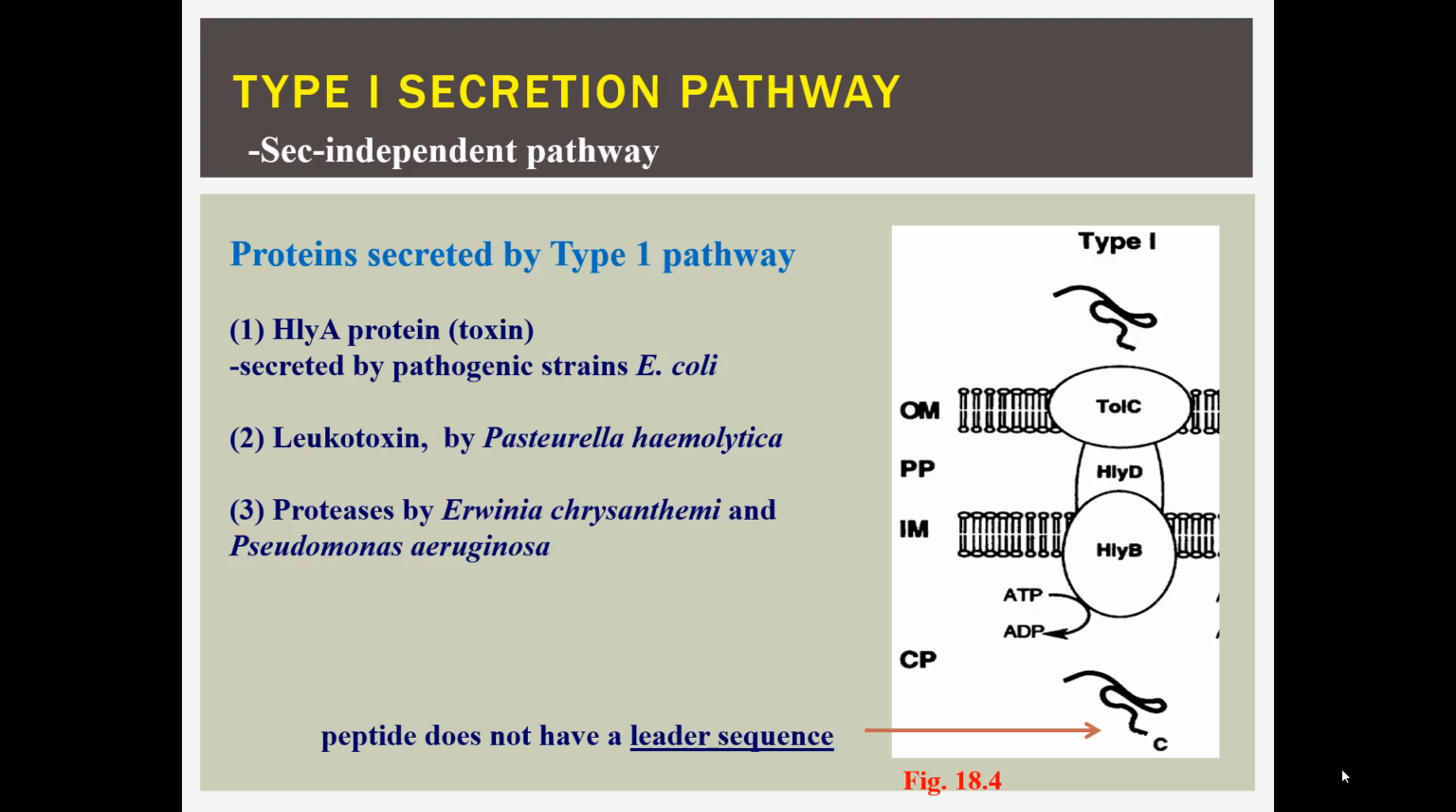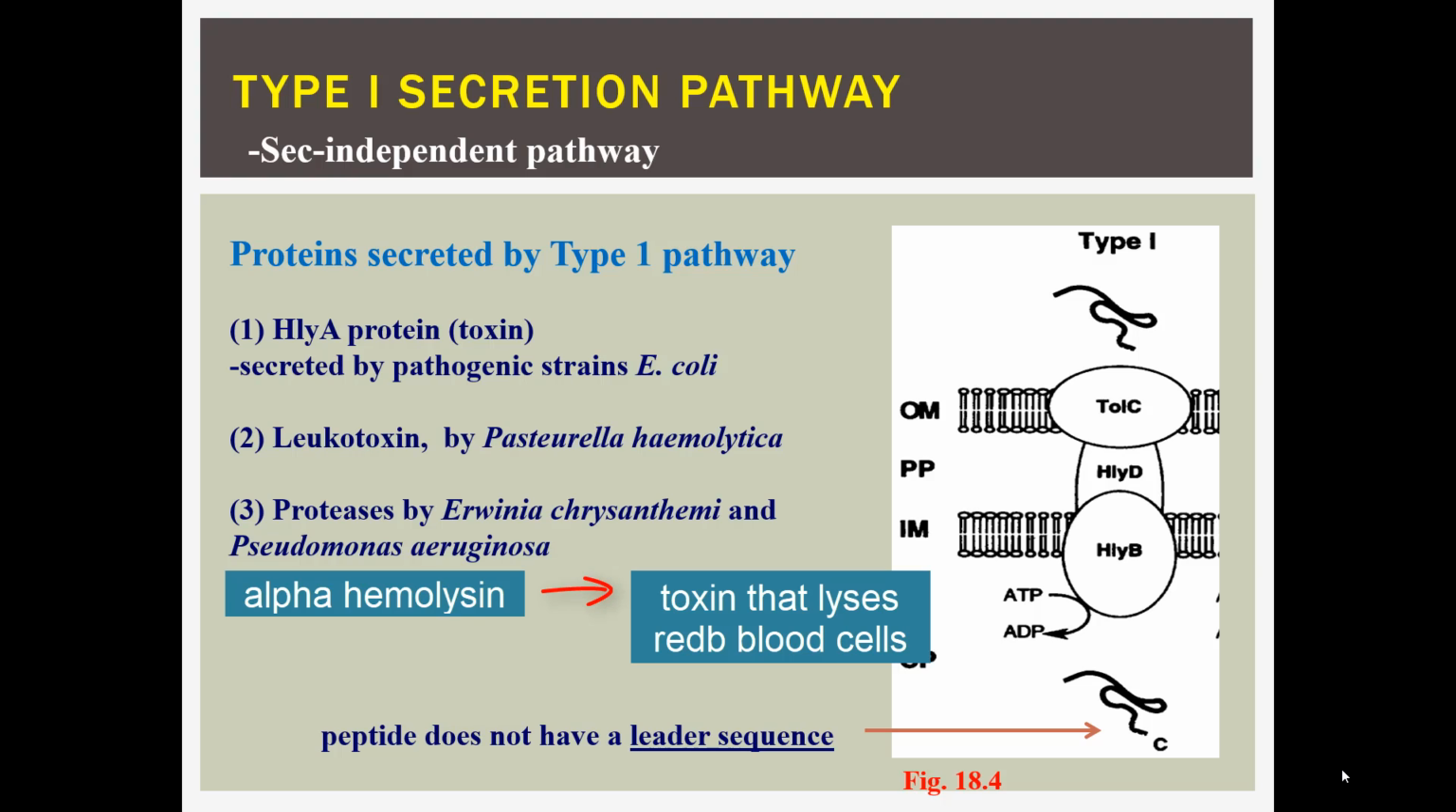Examples of proteins secreted by the type 1 system include alpha-hemolysin, which is a toxin that lyses red blood cells and kills other cell types, proteases, and leukotoxin, which damages white blood cells.